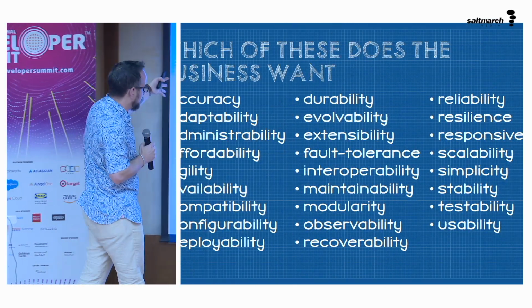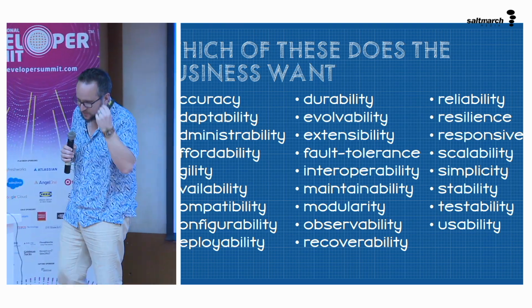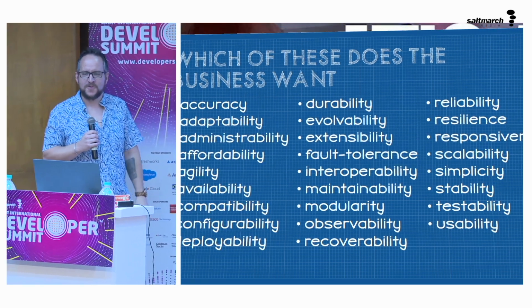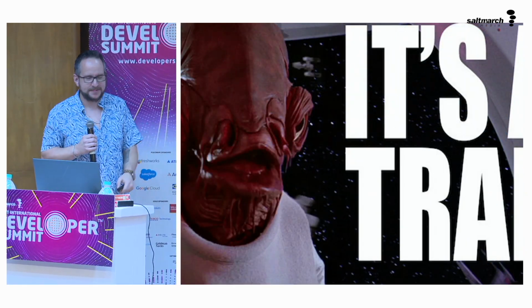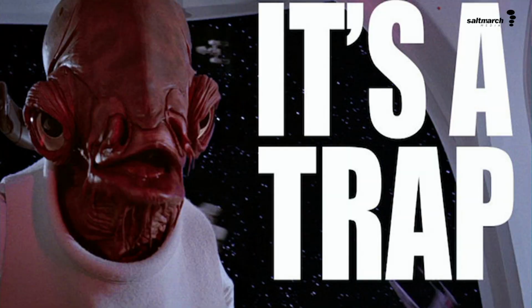Now, one way we could do this is we could say, here's a whole bunch. I got a bunch off of Wikipedia. There's a whole article of system quality attributes. Which of these do you want, business? If you do that, I promise you, it is a trap. They're going to say, oh yeah, all of those look good. We want all of those. Sure. But the thing is, they're never going to talk our language.